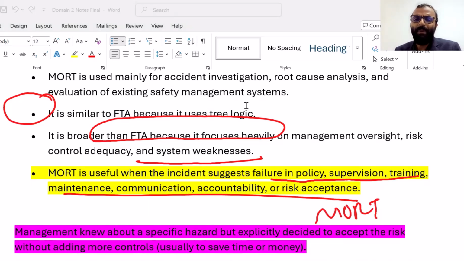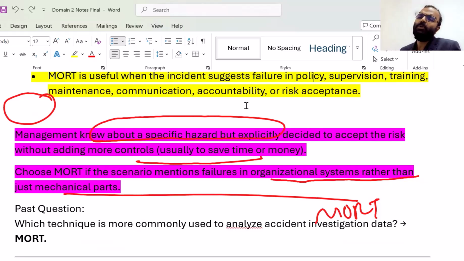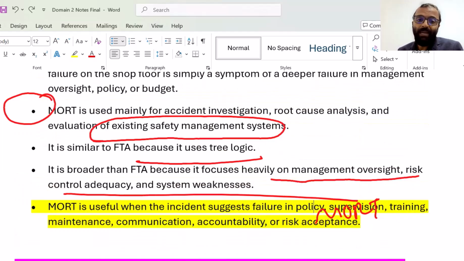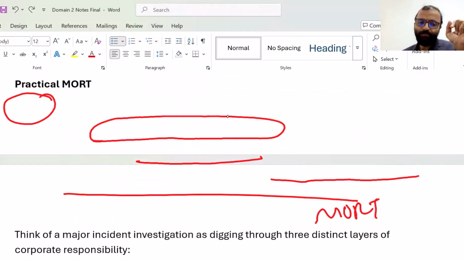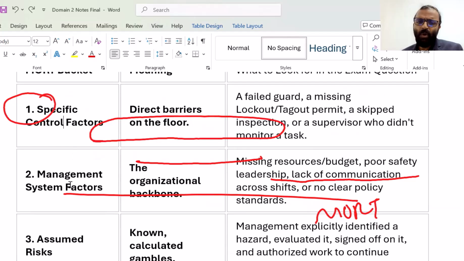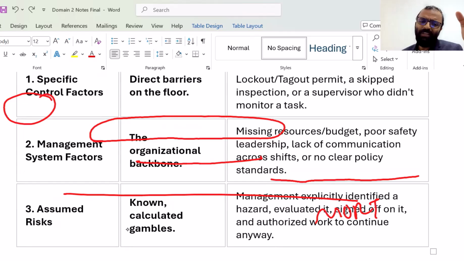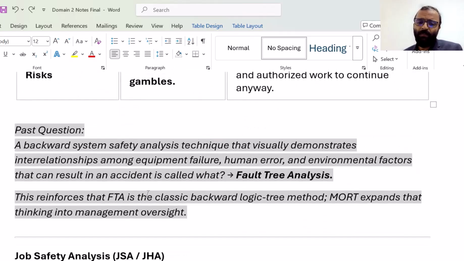Sometimes management knows that the equipment is not functioning, that there is no guard on the equipment, there is no prevention mechanism, or the equipment is malfunctioning. Still, management says, please carry on the work. Then that is MORT, Management Oversight Risk Tree. Management is responsible for that accident. Management knew about the specific hazard, but explicitly decided to accept the risk without adding more controls. Management knows that, yet still moves forward. So that is MORT. For example, specific controls are missing, or management does not have a proper system, or management knows there is a problem but says we can do it anyway. Knowing that also, it is an assumed risk. Okay.